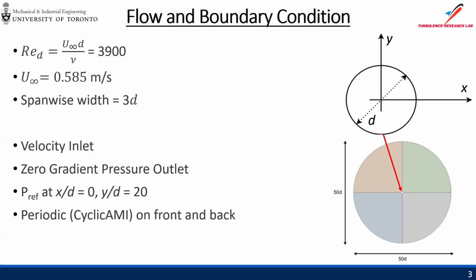In terms of boundary conditions, we have a uniform laminar velocity inlet. For the pressure, we're giving it a zero gradient on all patches. And this is technically an external flow, so we do have a pressure reference location here. And finally, for the front and back, we're giving it a periodic boundary condition to achieve the infinite span-like modeling.